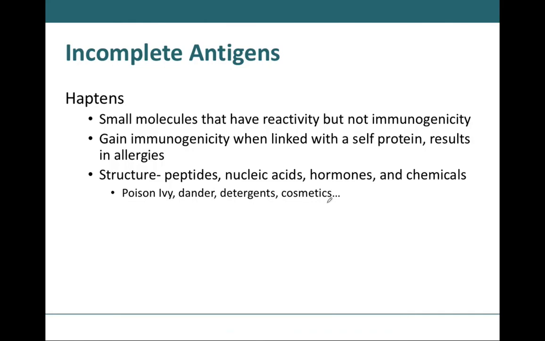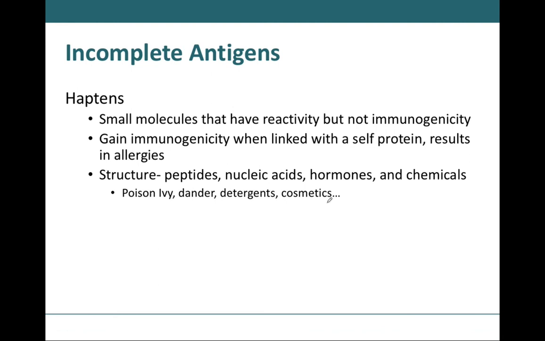Incomplete antigens will display reactivity, but they don't display immunogenicity. So therefore, they can bind to antibodies or lymphocytes, but they can't provoke an immune response. Haptens are an example of incomplete antigens. Haptens can only stimulate immune responses if they're attached to larger carrier molecules.